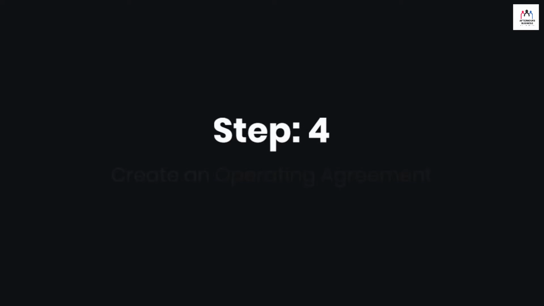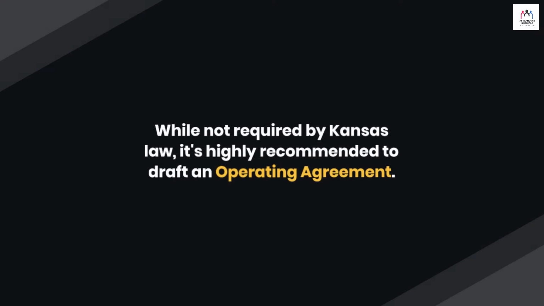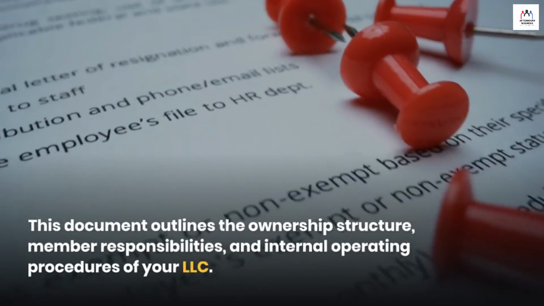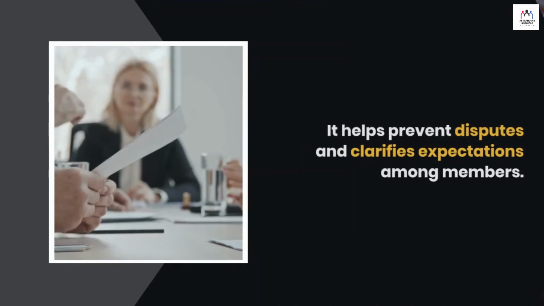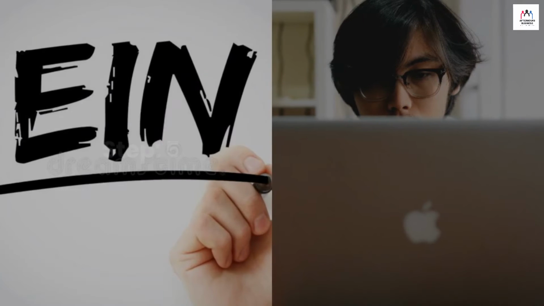Step 4. Create an operating agreement. While not required by Kansas law, it's highly recommended to draft an operating agreement. This document outlines the ownership structure, member responsibilities, and internal operating procedures of your LLC. It helps prevent disputes and clarifies expectations among members.